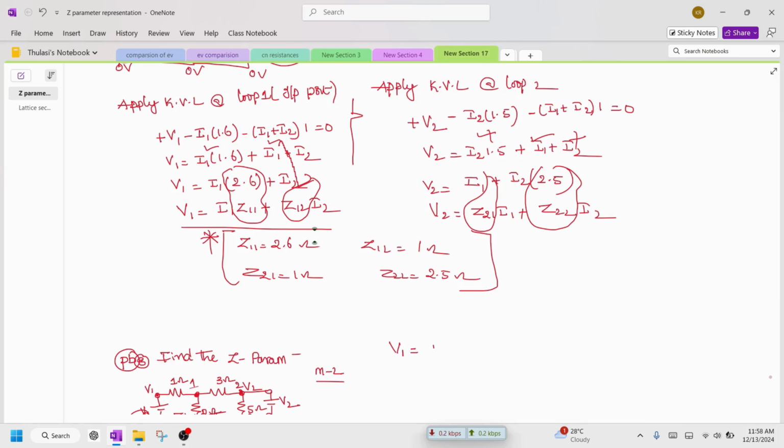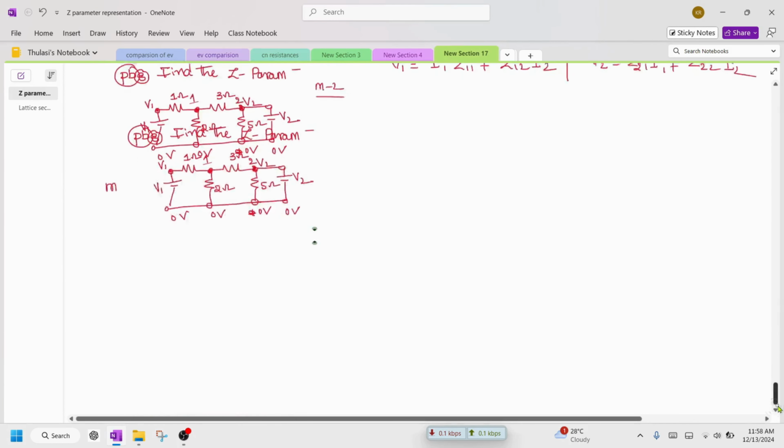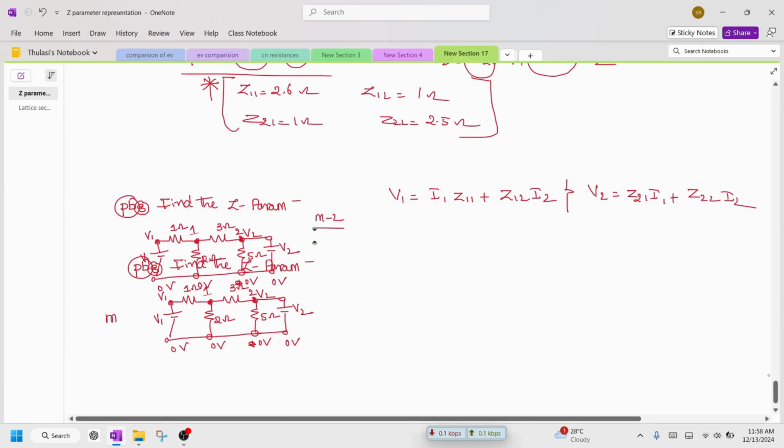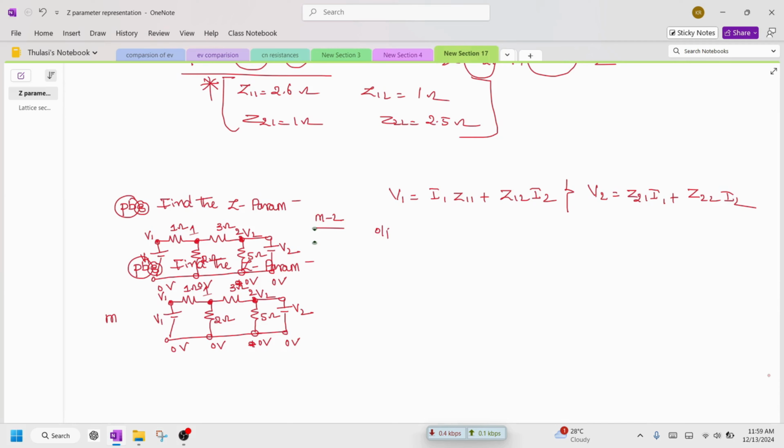V1 is equal to Z11 I1 plus Z12 I2 is one equation, and the second equation is V2 is equal to Z21 I1 plus Z22 I2. So here we are using the basics of the network. We are considering the output port current as 0. So I2 is 0 here, and once again I2 is 0 here.